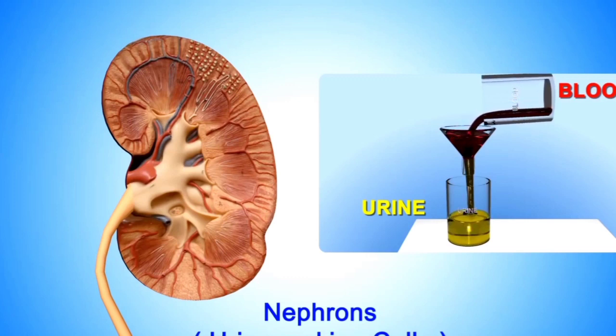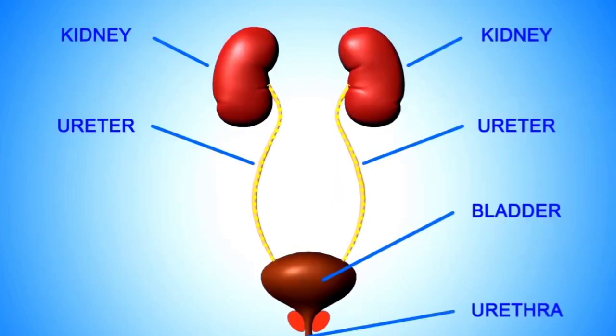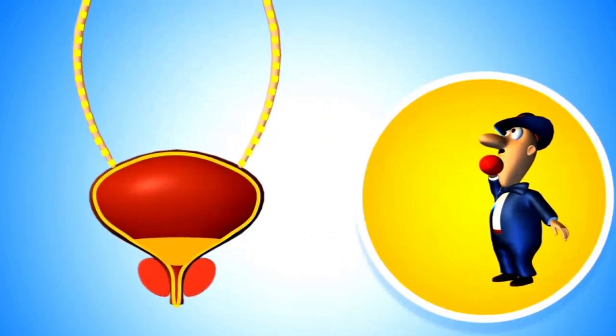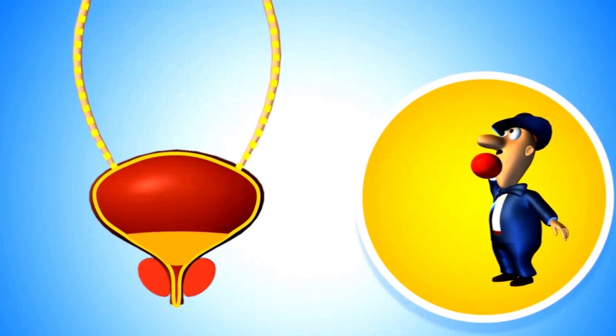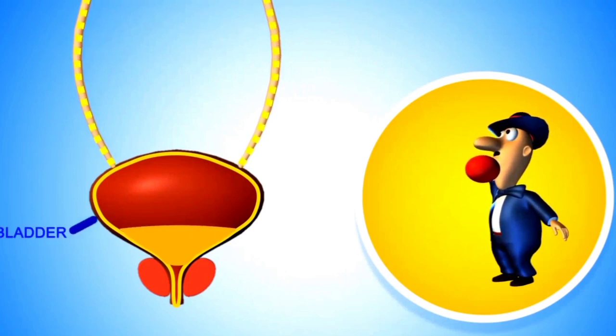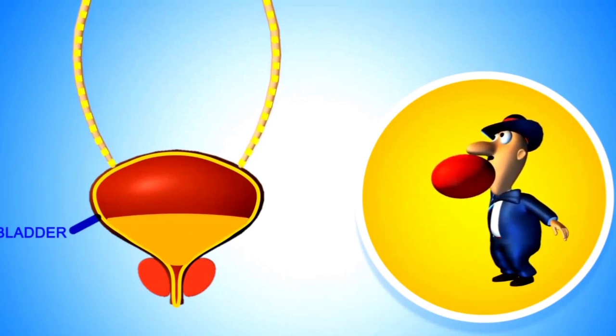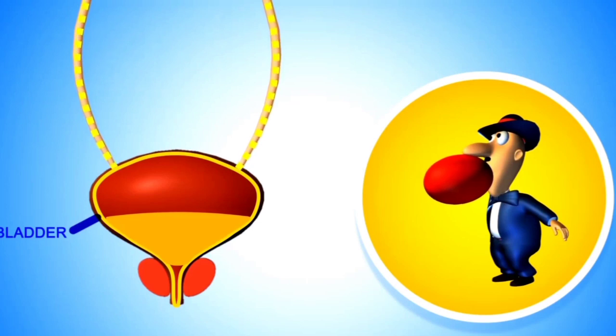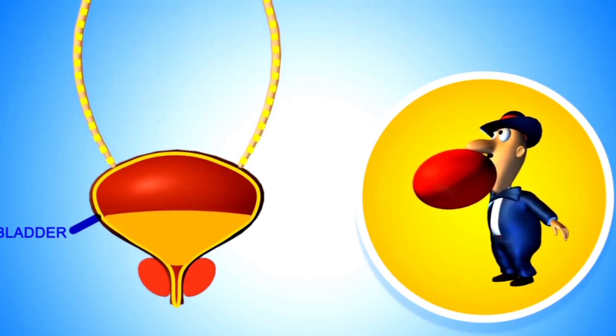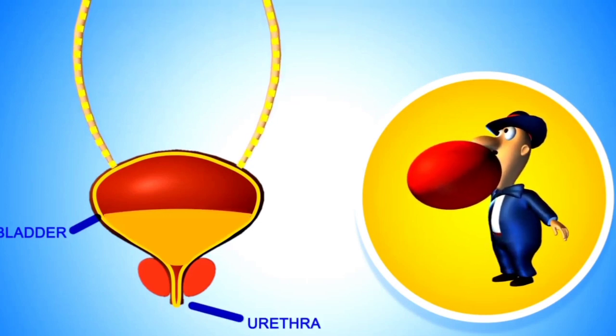From the kidney, this urine goes into two very thin tubes called ureters. From the ureters, it goes into a balloon-like organ called the bladder. When the bladder becomes full, then you feel like going to the washroom to pee. From the bladder, it passes out of the body through the part called the urethra.